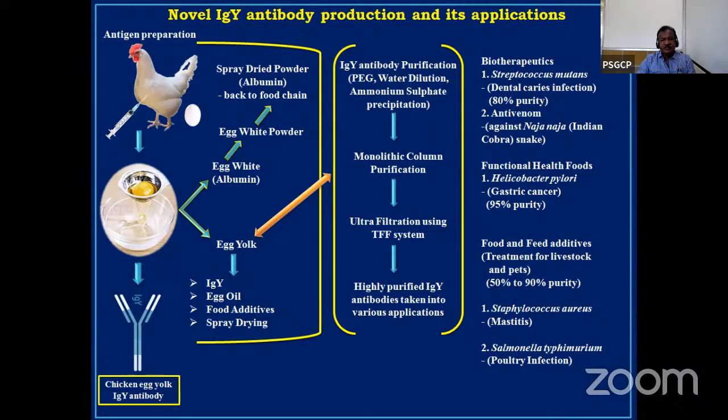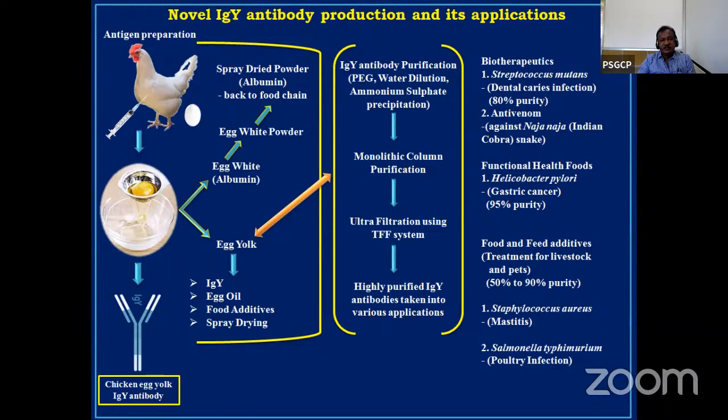From each chicken you can get around 250 to 300 eggs. Roughly about 50 to 100 milligrams of antibody per egg yolk. It makes about 20 to 30 grams of antibody from one chicken. That is the potential of chicken antibodies, which can replace mammalian antibodies.